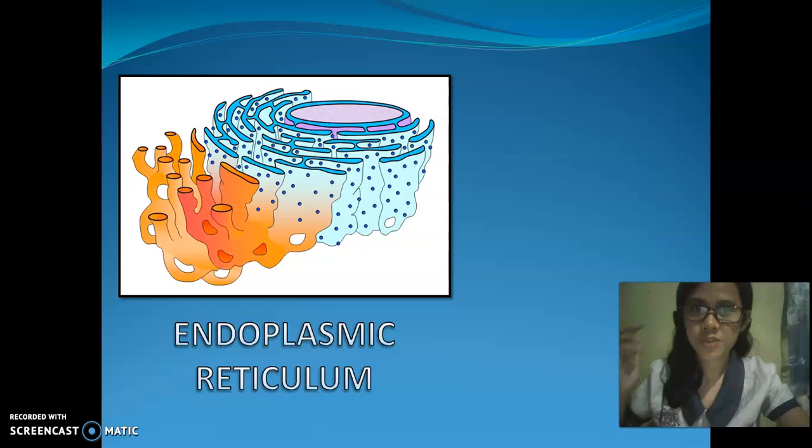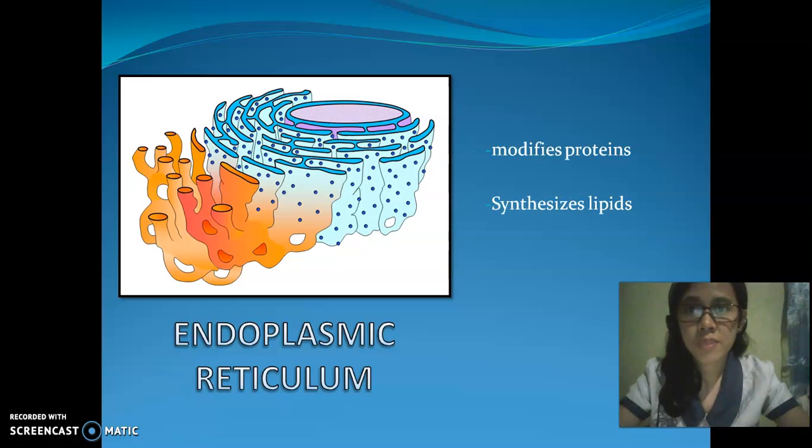Another organelle that can be found in cell is the endoplasmic reticulum. It is a series of interconnected membranous sacs and tubules within the cytoplasm that collectively modifies proteins and synthesizes lipids. However, these two functions are performed in separate areas of the endoplasmic reticulum: the rough endoplasmic reticulum and the smooth endoplasmic reticulum.